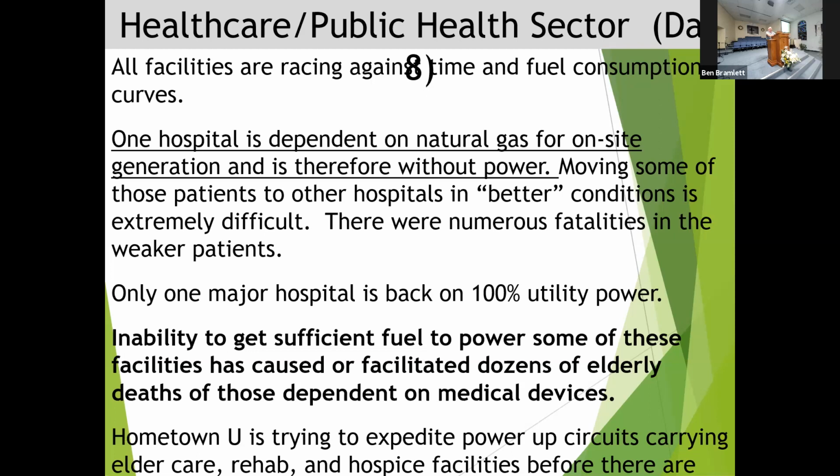By that time, day 8, I'm guessing that maybe one major hospital will be back on 100% utility power, and the inability to get fuel and energy to power some of these hospital facilities is going to cause great amounts of death, especially amongst the elderly. All of the assisted care facilities, no air conditioning, no anything. I think we've already seen a little taste of that in the last year.